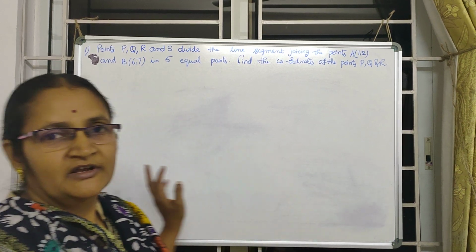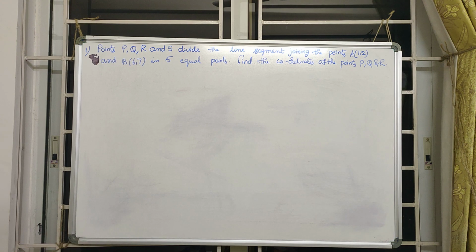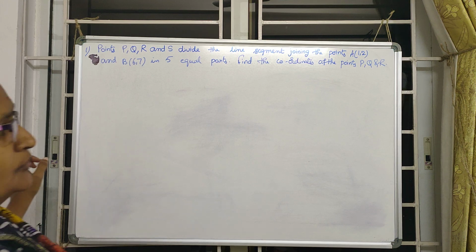Hi everyone. Let us see the next example. Divide the line segment joining the points A(1, 2) and B(6, 7) into 5 equal parts. Points P, Q, R and S. Find the coordinates of the points P, Q and R.